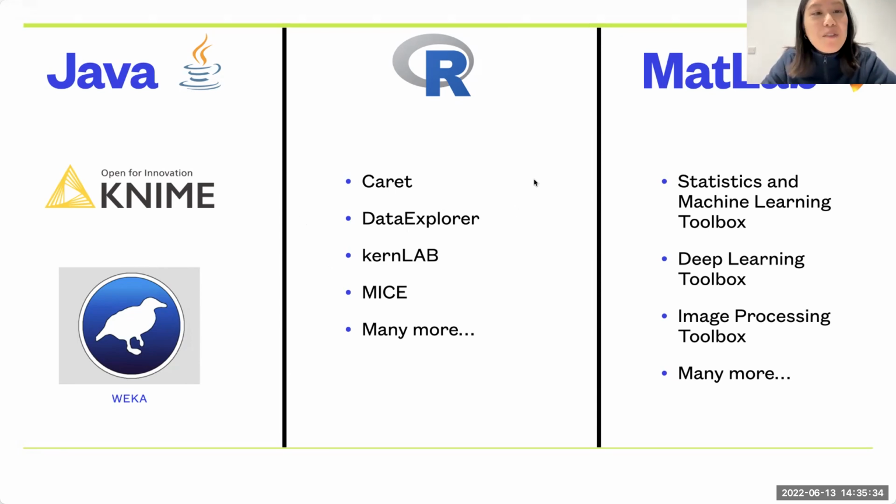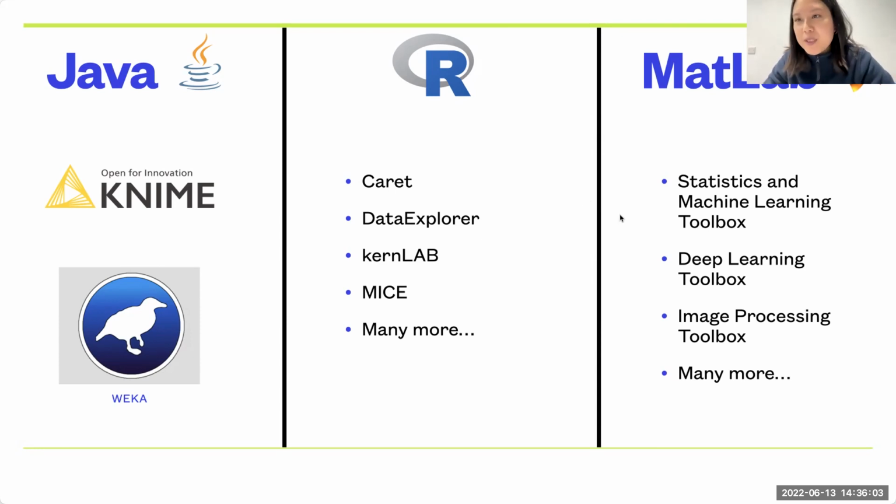And then if you're an R user, there are also libraries in R that are available in the community. Things like caret, which has a lot of classification and regression training methods in it. There's things like DataExplorer for feature engineering. We have kernlab and MICE, which stands for multivariate imputation by chained equations. But I'm not an R user myself.